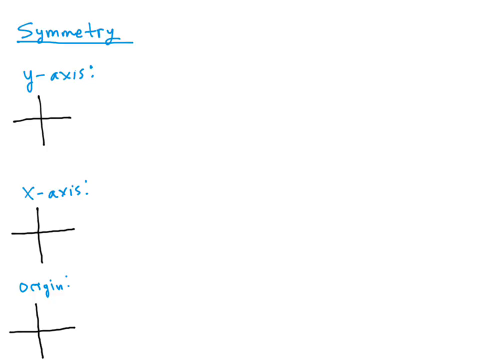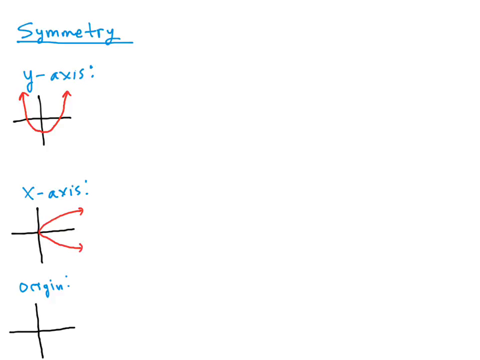Next up, let's talk about the symmetry of a graph. A graph could have 3 different types of symmetry. It could be symmetrical about the y-axis, about the x-axis, or about the origin. Or a graph could have no symmetry. So this would be an example. Imagine that parabola is perfectly centered around the y-axis. This would be an example of a graph that has symmetry about the y-axis.